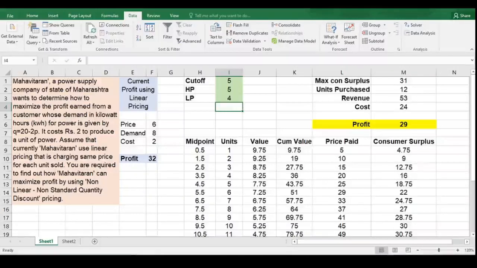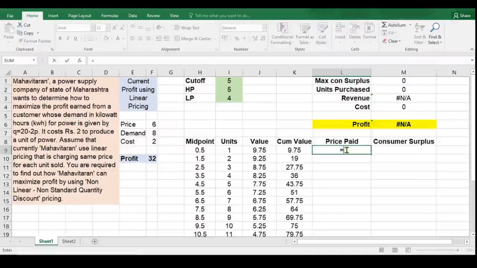Well, as far as using non-standard quantity discount pricing is concerned, there is only one difference as compared to standard quantity discount pricing, and that is the formula which we entered in price bid. In non-standard quantity discount pricing, we charge all the units up to the cutoff value with a high price, and when the units exceed the cutoff value, we charge all units with a low price. So accordingly, we have to enter the formula.